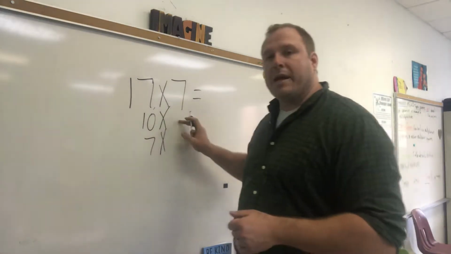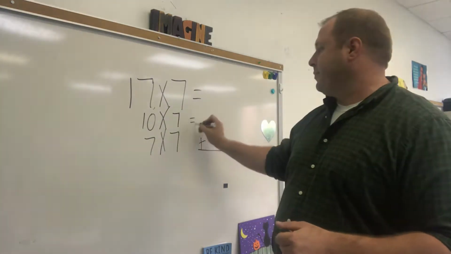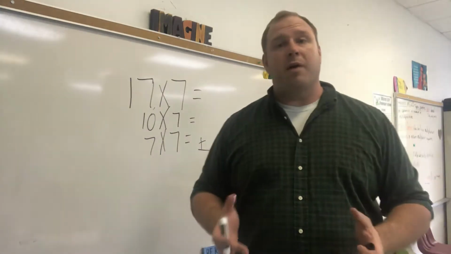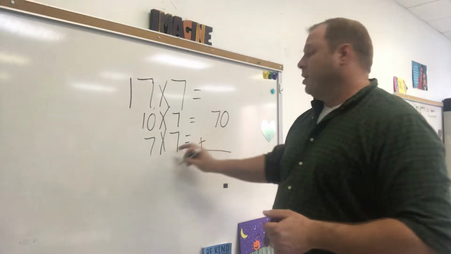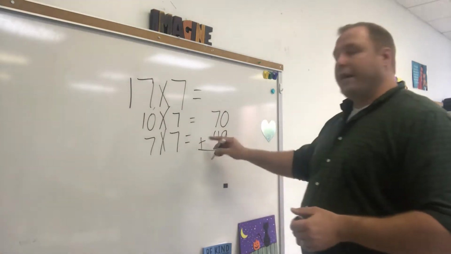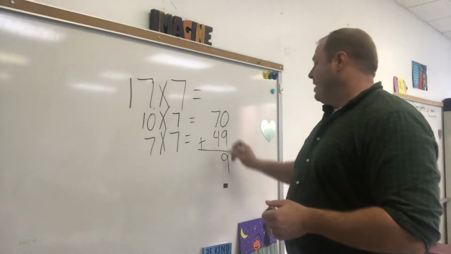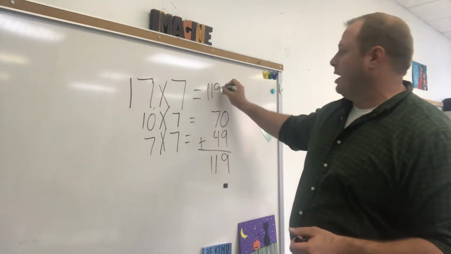Then we automatically bring down our smaller number, 7 and 7. Now this is an easier problem if we know our facts. What's 10 times 7? 70. What's 7 times 7? 49. And now we add. 0 plus 9 is 9. 7 plus 4 is 11. So our answer is 119.